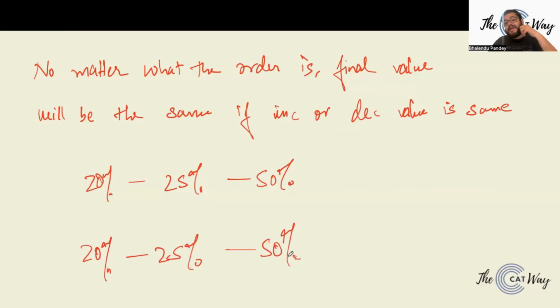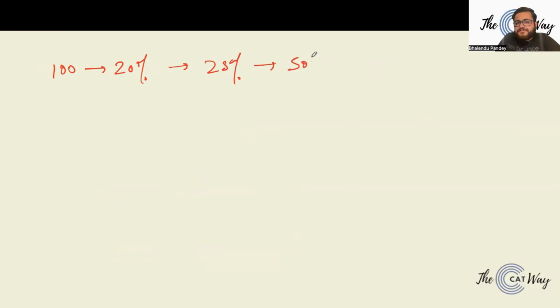Now, coming to why it becomes so simple for us: because we know the multiplying factor. Because we know the multiplying factor, things become very easy for us. Let's see why. Let's take the previous example only. Let's say we have 100 rupees and there is an increase of 20%, then an increase of 25% and then an increase of 50%.